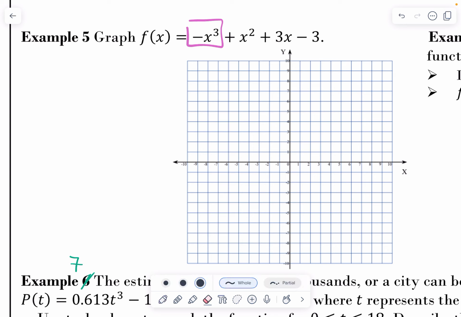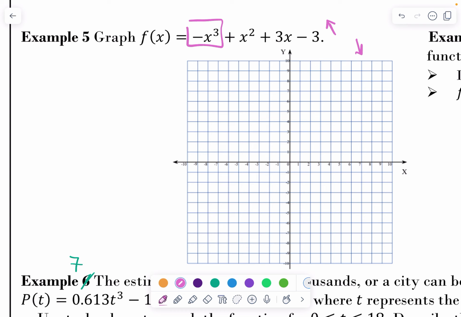So, if I'm looking at my function, I have negative x cubed plus x squared plus 3x. My highest degree is a 3, so that's going to be an odd number, and then I have a negative leading coefficient, so I know my end behaviors are going to be going this way and this way. Okay, so as x goes to negative infinity, y is going to positive infinity. As x goes to infinity, y is going to negative infinity.